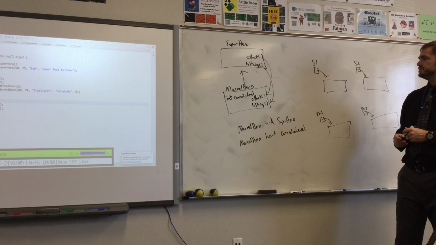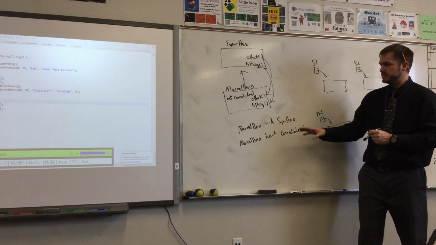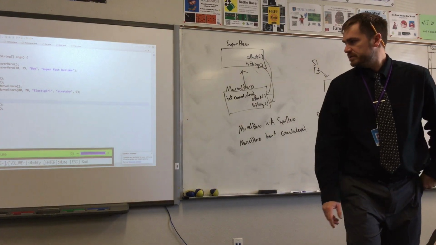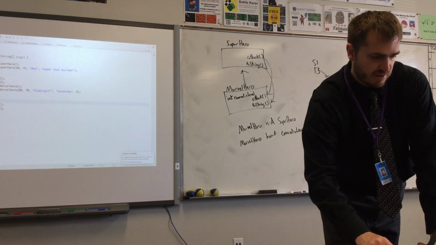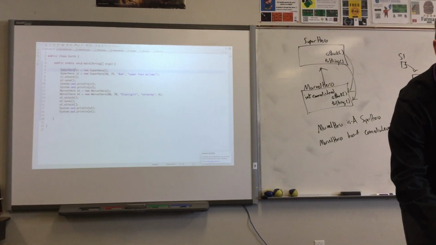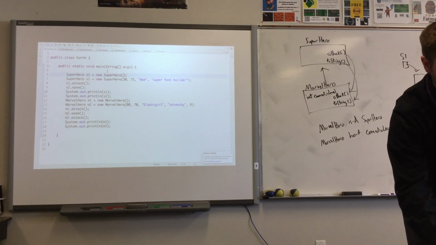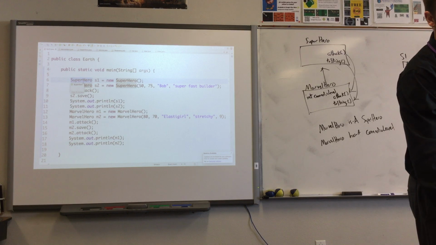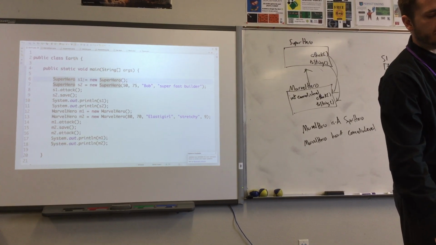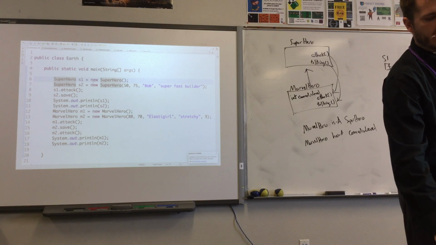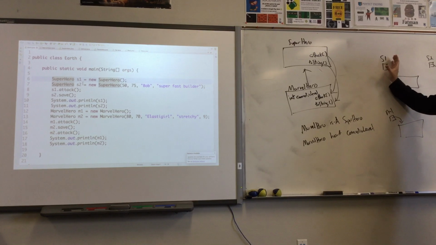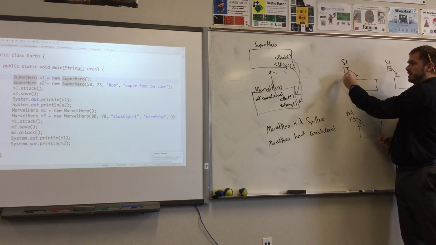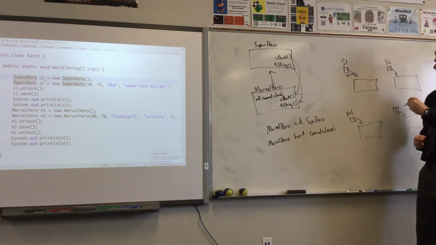Something else. Because of that relationship, because the Marvel Hero is a superhero, I want to talk to you about this line right here, superhero S1 equals new superhero, okay? That word right there, when you see the superhero there, that indicates that S1, this variable, is of type superhero. And it essentially creates this part right over here to the left, okay? So this S1 is a variable, and it can point to anything that is a superhero.